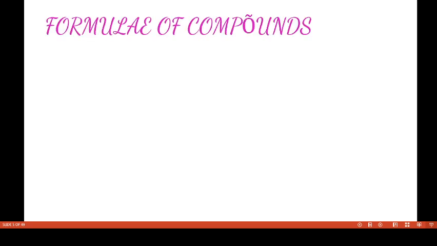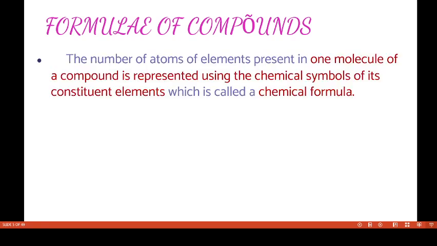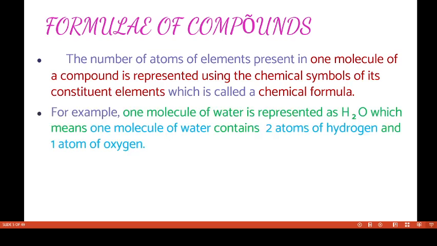Okay. First, what is meant by chemical formula? The number of atoms of elements present in one molecule of a compound, represented using the chemical symbols of its constituent elements, is called a chemical formula. For example, if one molecule of water is represented as H2O, which means what? That one molecule of water contains two atoms of hydrogen and one atom of oxygen.